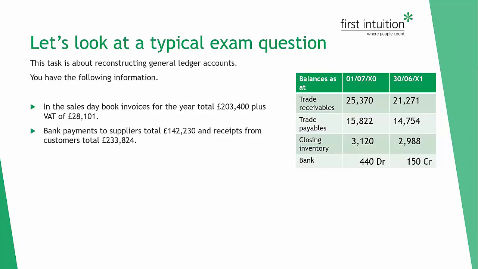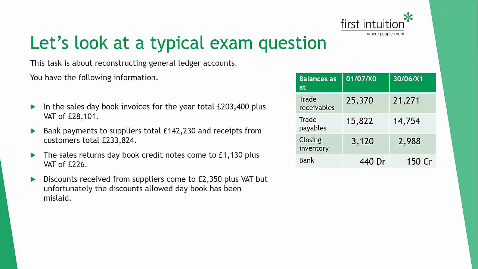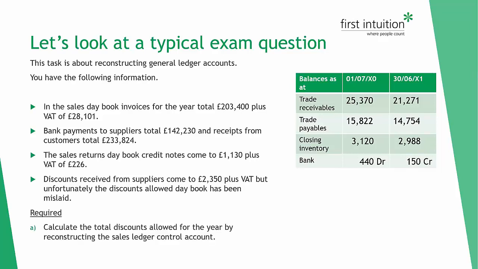Next bit of data. Sales returns daybook credit notes come to 1130 plus VAT, and we've pretty much agreed that we're going to take the gross figure including VAT there. Discounts received from suppliers come to 2350 plus VAT, but unfortunately the discounts allowed daybook has been mislaid. Now what's required? Calculate the total discounts allowed for the year by reconstructing the sales ledger control account.